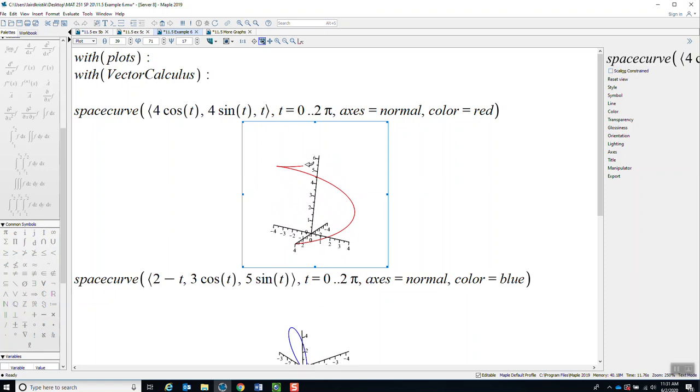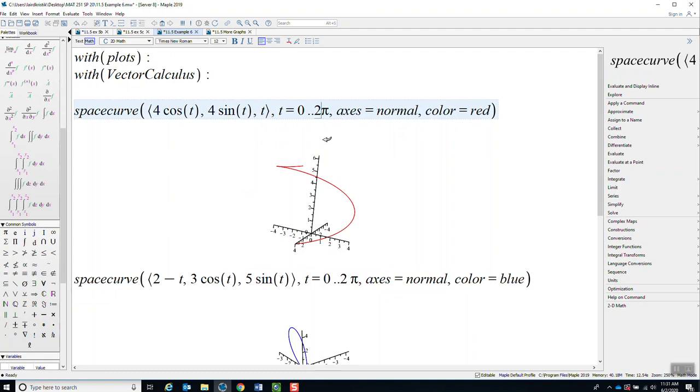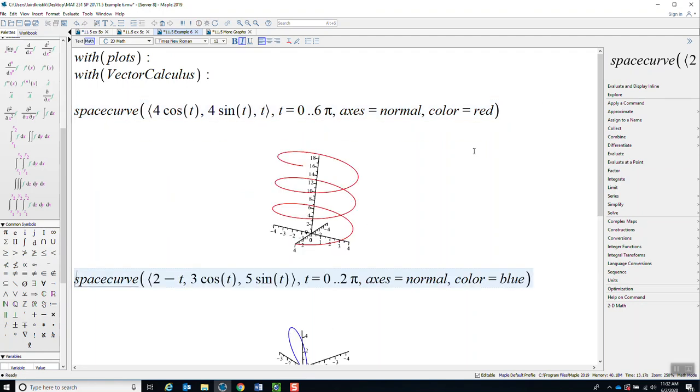If I'd like to see more circles, I could just change my t values. Maybe I'll go to 6 pi. And that way I should see 3 complete revolutions of the helix. And there we go. You can now see we're a little above 18 here, so 6 pi. And we've gone around once, twice, and a third time as we continue climbing that z-axis.